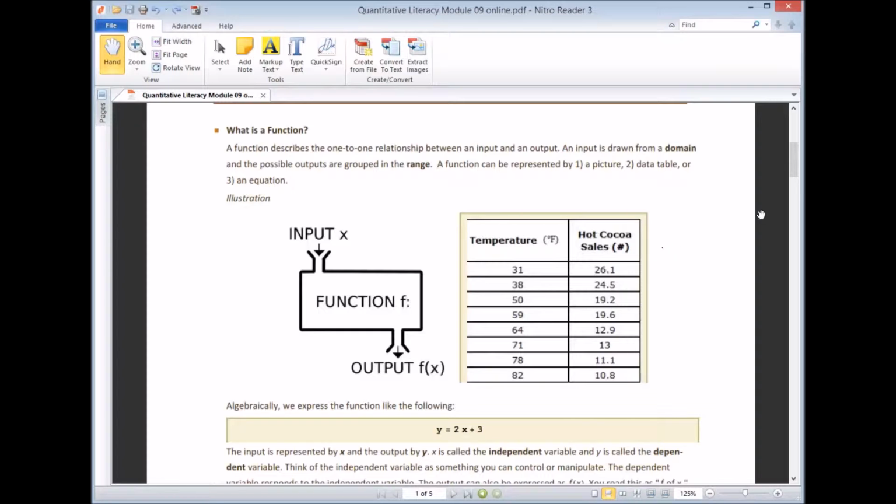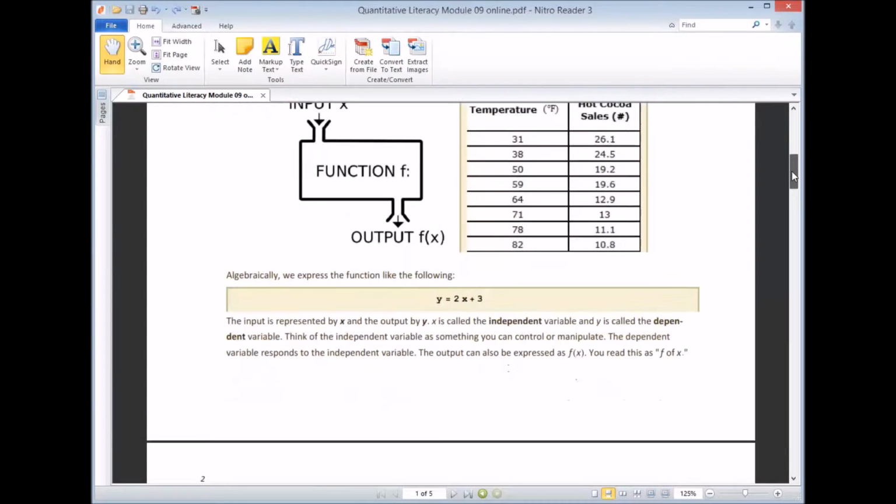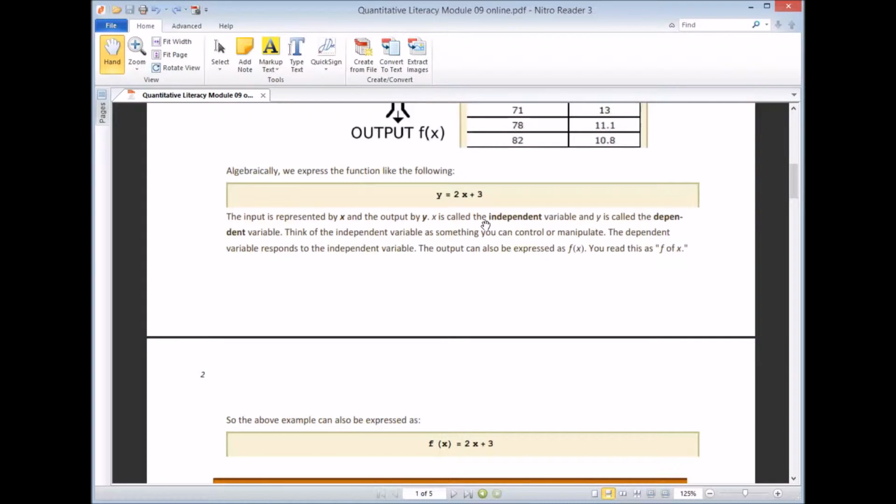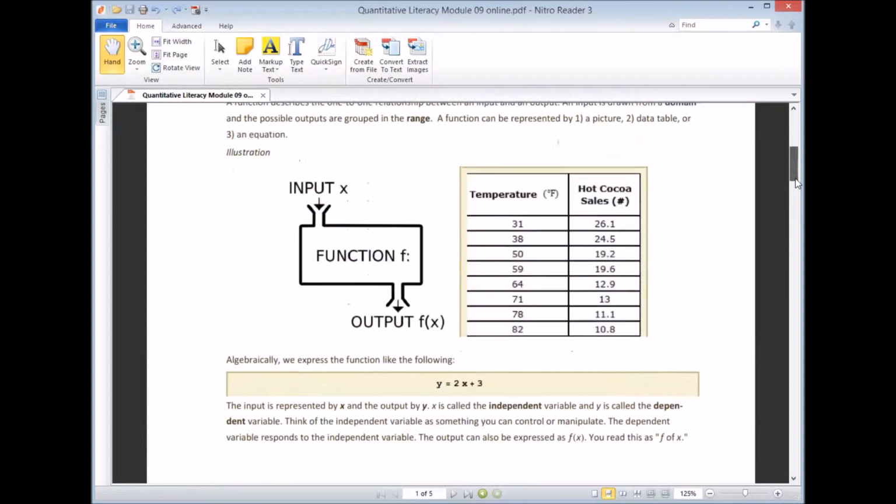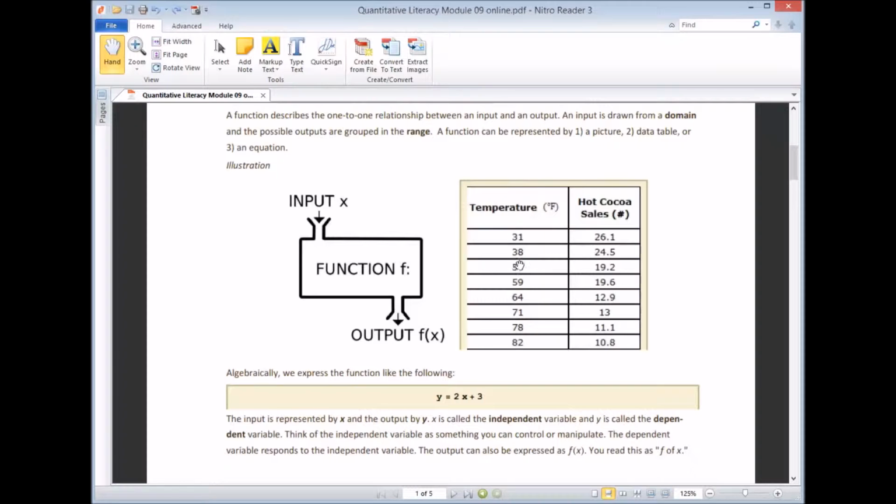You can represent this using a function like this. If you have taken algebra before, you probably know what this is: y is equal to 2x plus 3. X in this case is called an independent variable, and y is called the dependent variable. It's the x that you can control and manipulate, that's why it's called an independent variable. And y is dependent because it depends on the value of x. So for example, up here, the cocoa sales depend on the temperature, whatever the degree is. So this would be considered the independent variable, and this would be considered the dependent variable.